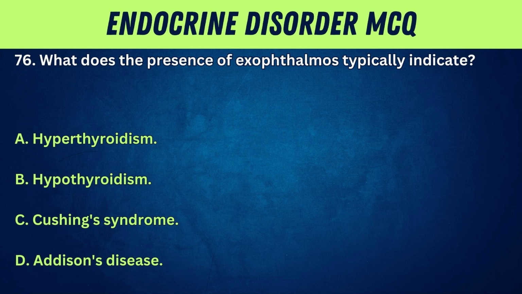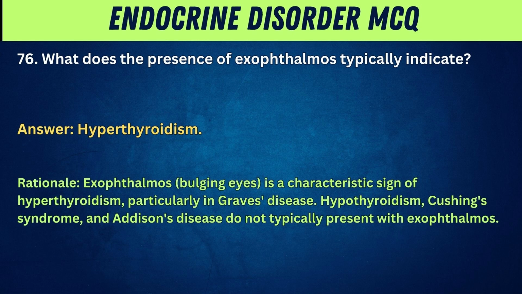76. What does the presence of exophthalmos typically indicate? A. Hyperthyroidism. B. Hypothyroidism. C. Cushing's syndrome. D. Addison's disease. Answer: hyperthyroidism. Rationale: exophthalmos, bulging eyes, is a characteristic sign of hyperthyroidism, particularly in Graves' disease. Hypothyroidism, Cushing's syndrome, and Addison's disease do not typically present with exophthalmos.